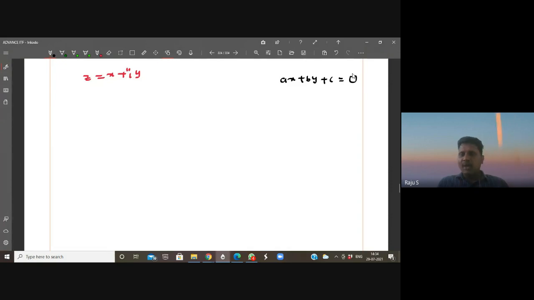Am I right, students? Is it the equation of a line or not? A linear equation in two variables. What is the straight line equation? ax plus by plus c is equal to 0. Since we know that, what is the real part? x is the real part of z.